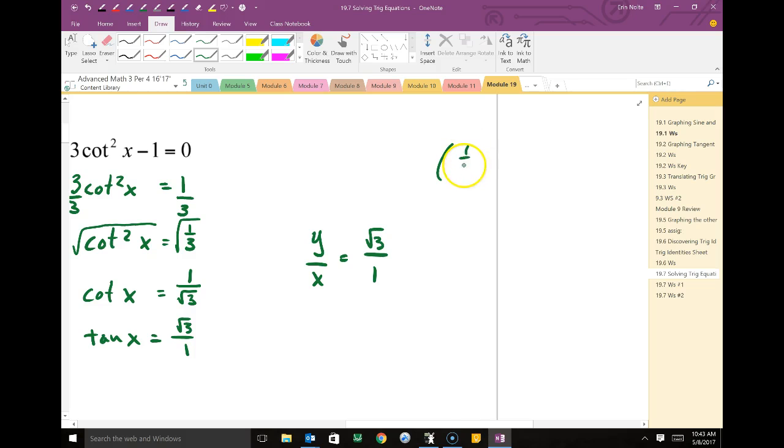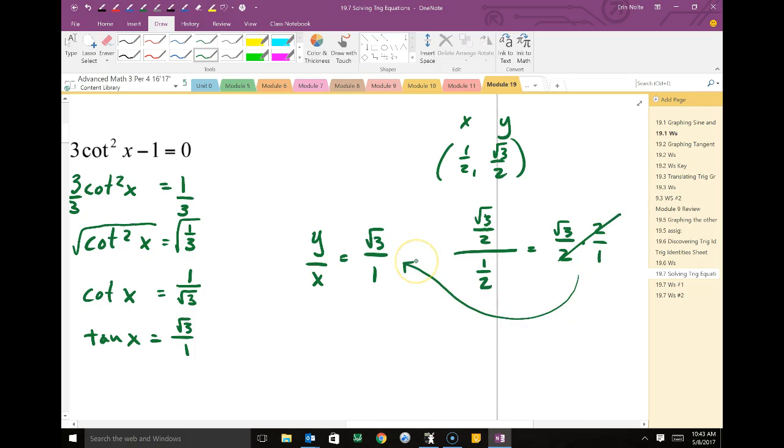If I have 1/2 and I have a square root of 3 over 2, and I do y over x, so my y would be a square root of 3 over 2, and if I divide by 1/2, what's that the same as? Multiplying by the reciprocal, right? So if I flip 1/2, that's the same as 2 over 1, and what happens? The 2's cancel. So do you see what has happened? They're giving me the reduced form of this. The 2's have already canceled.